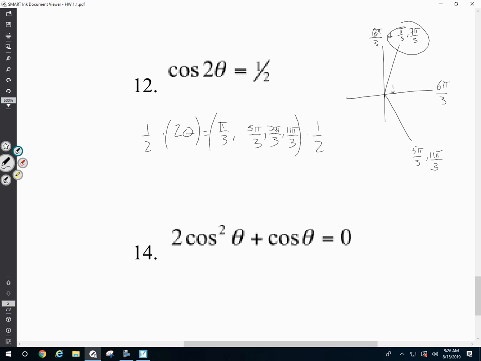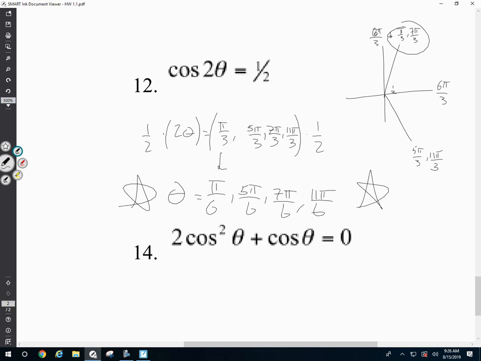Because when I divide everything by 2, or multiply everything by 1/2, this turns into pi over 6. This turns into 5 pi over 6. I'm just multiplying all of these by 1/2. This turns into 7 pi over 6. This turns into 11 pi over 6. I know I could stop there. 11 pi over 6 is very close to 2 pi. So these would be my solutions.